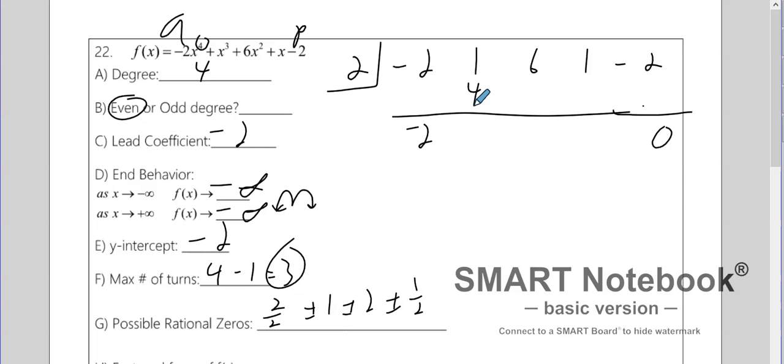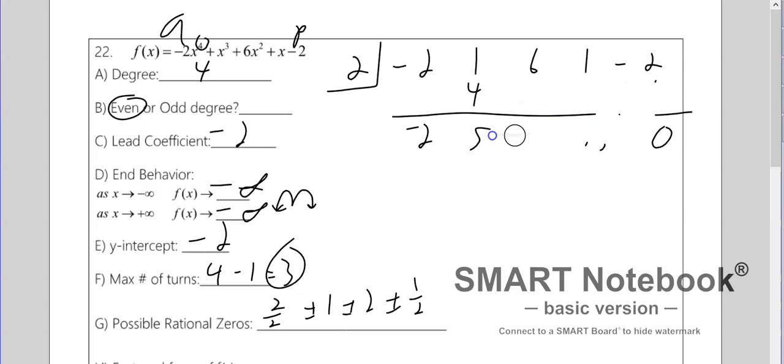Now, right now, I made a mistake, and I was going to start going. So watch. Don't write this down. 5. 5 times 2 is 10. That's 16. 32. That's 33. That's 66. That definitely is not 0. So I made a mistake.